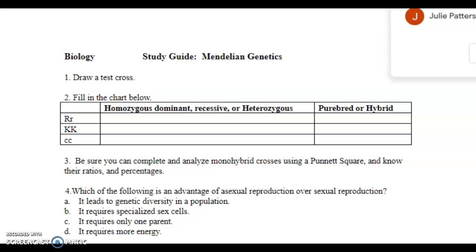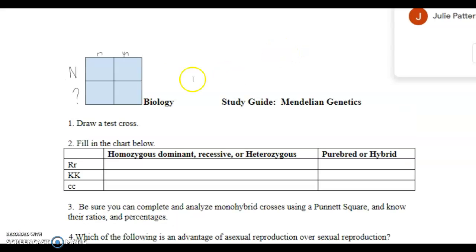Now we're going to go over our study guide for our genetics test coming up on Tuesday. First one says draw a test cross. Okay, number one said draw a test cross.